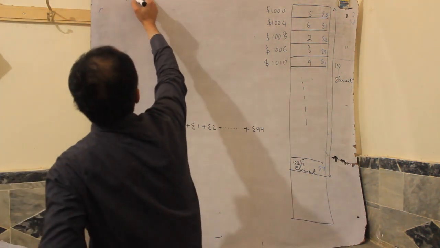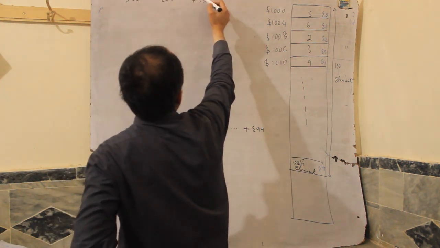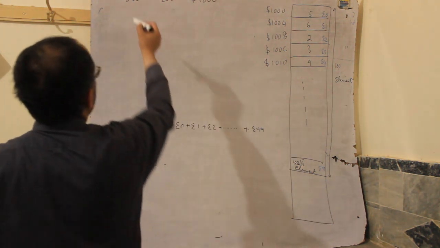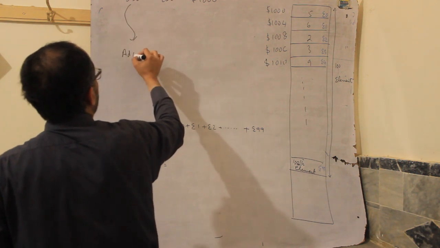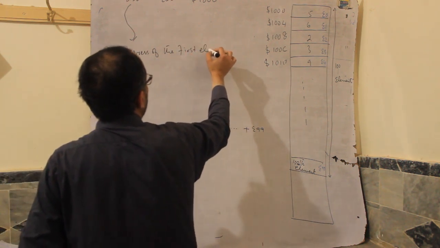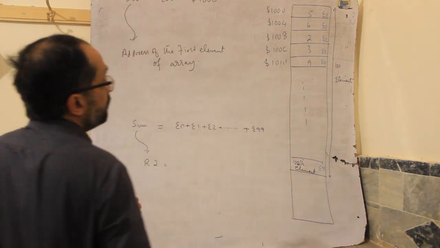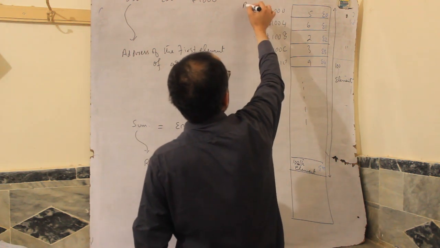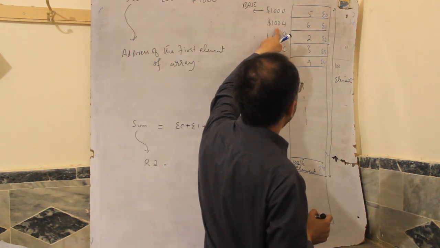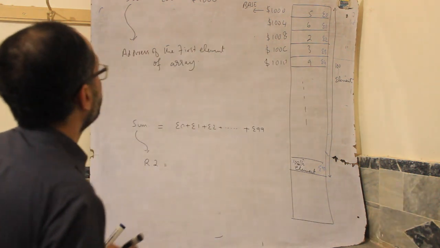And now we will have a base address. So base address equals $1000. Base is actually the address of the first element of the array. Base is the address of the first element of the array. This is the address of the second element of the array. This is the address of the third element, and this is the address of the fourth element of the array.